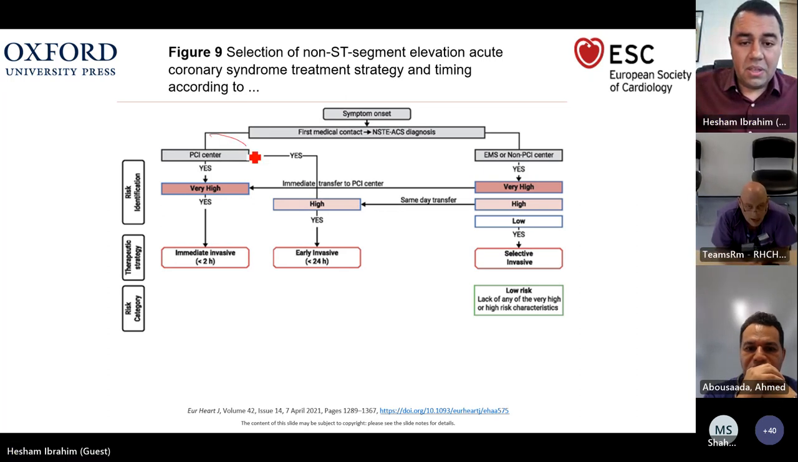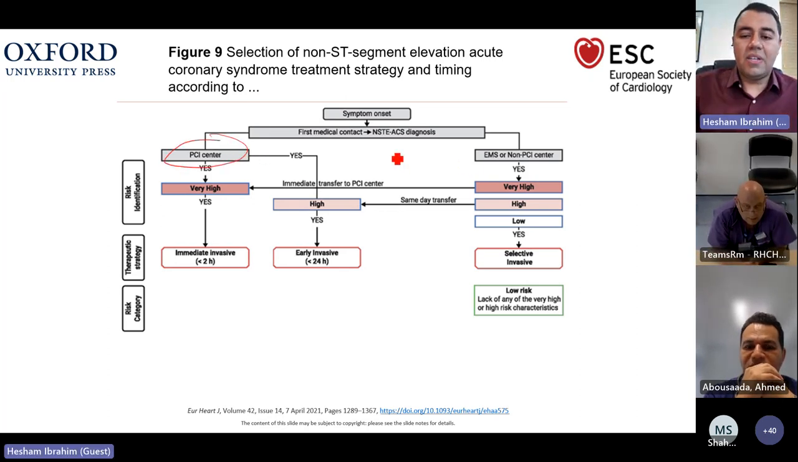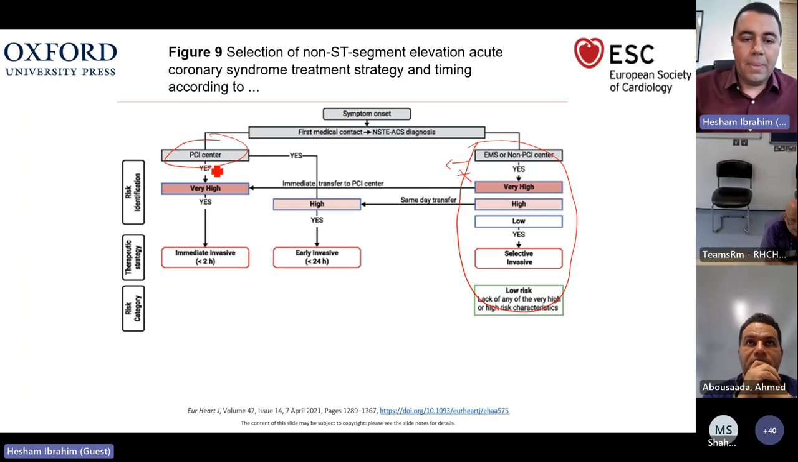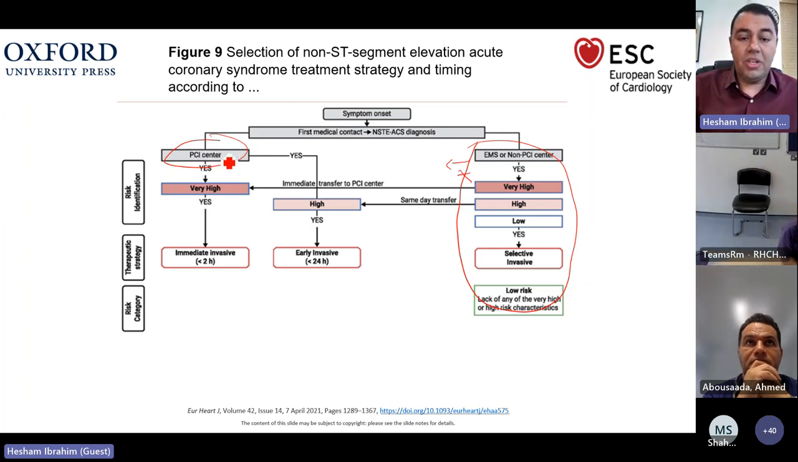Basically, let's talk about the PCI center, because this part of the flow chart is about the pre-hospital work and when to transfer and when not to transfer. But we're going to focus on if your center is a PCI center, what do you do? And the first thing you do is you risk stratify your patients.